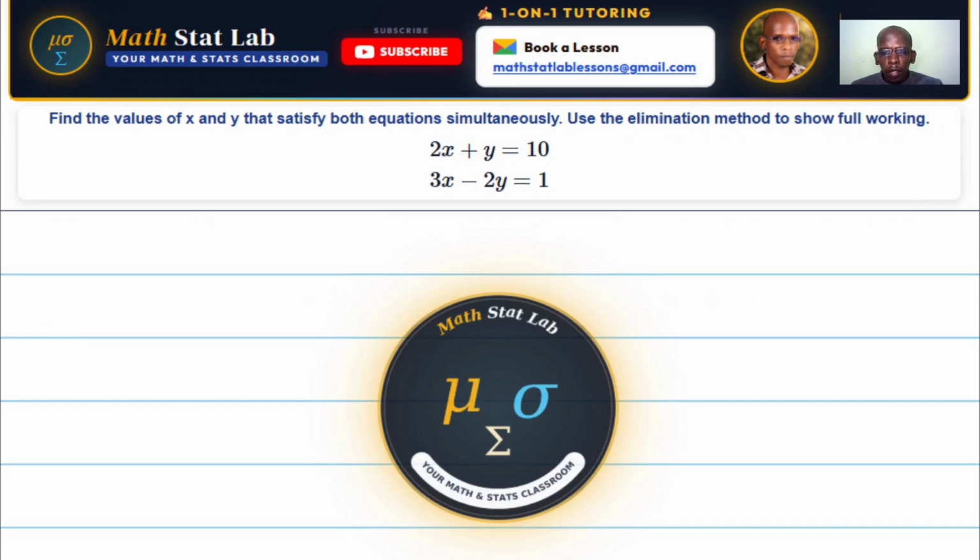So that's how we solve a system of linear equations using the elimination method.